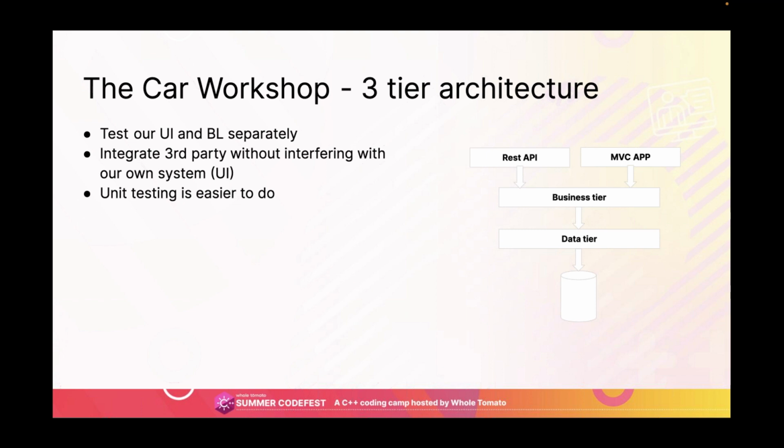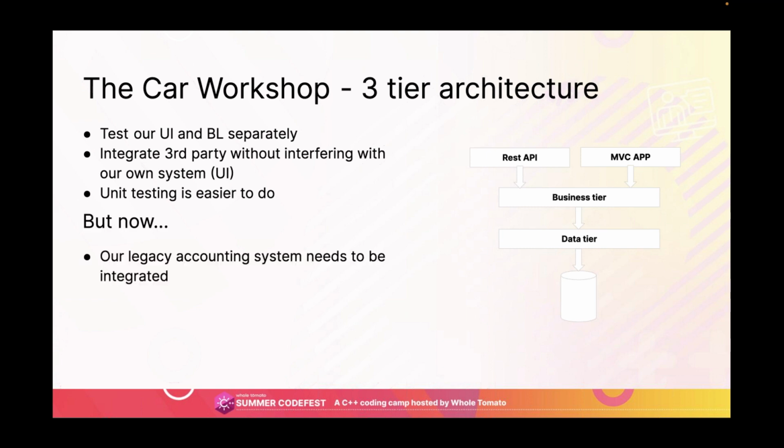So it's a good excuse for you to sell in the company because they told you that they want to integrate a third-party system, and they didn't tell you about it, but now the deal is closed. So you can sell the idea that the application needs a major refactoring, and that's what you do. You'll do the major refactoring, you'll go to the 3-tier architecture, and now you can test your UI and business logic separately, so very nice. You can integrate the third party without interfering with your own system, with our own UI. Unit tests are easy to do, and everybody's happy.